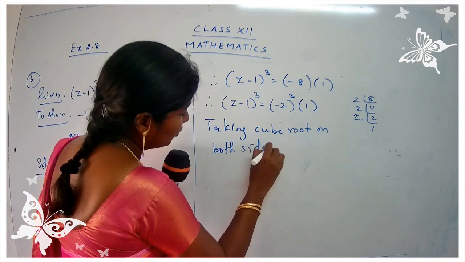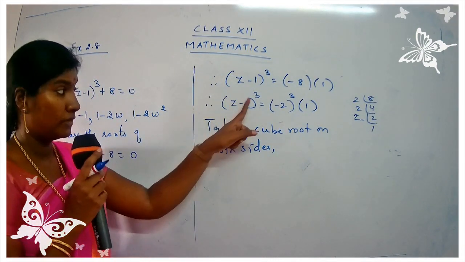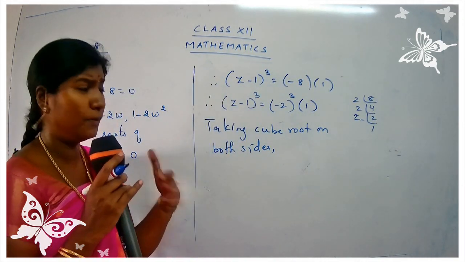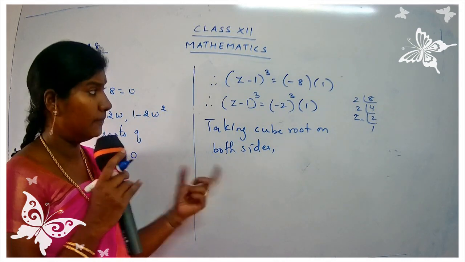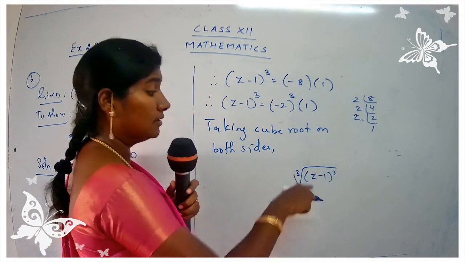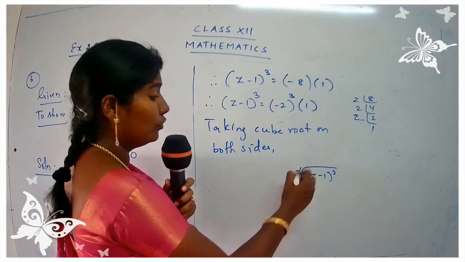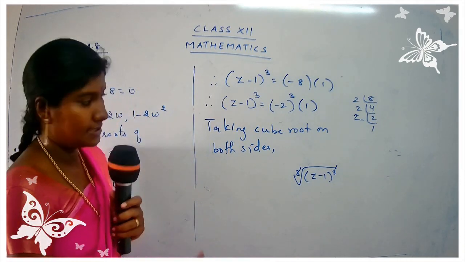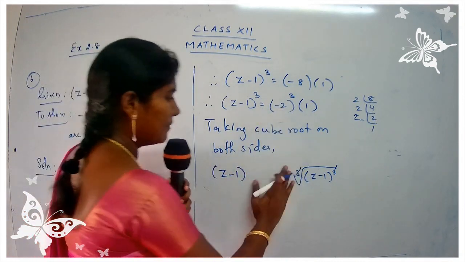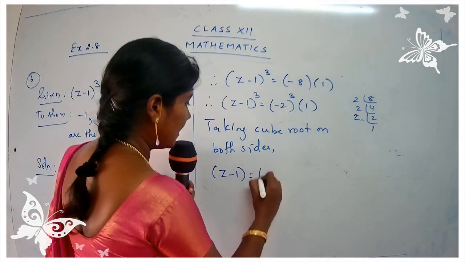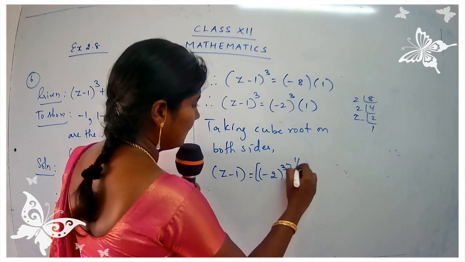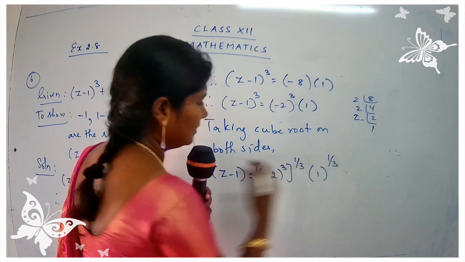So when you take cube root on both sides, what do you get here, children? The cube root and the cube get cancelled. I hope you people remember, no need to go for the step. Yes, children? So if you take the cube root of z minus 1 the whole cube, the cube root and the cube get cancelled. So what will be left here? Z minus 1 will be left. And at the same time, I am going to take here the cube root. So I get minus 2 cube raised to 1 by 3, 1 raised to 1 by 3.